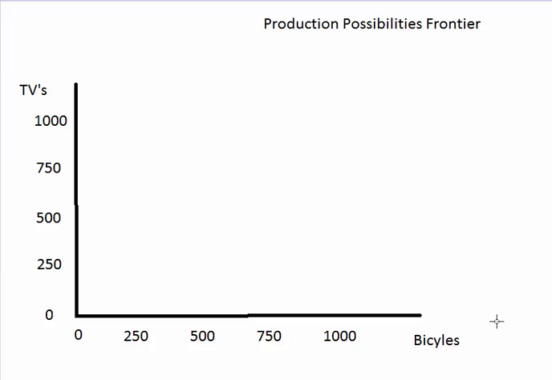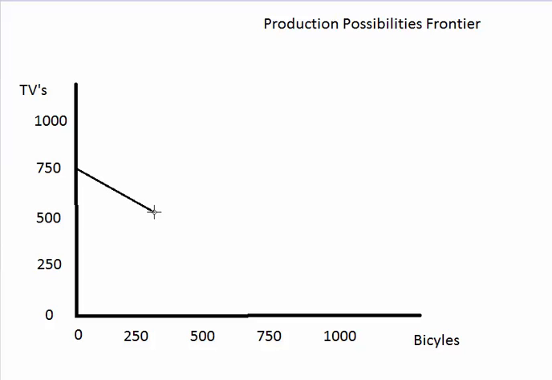Hello. So in this video, I'm going to draw and explain a little bit about a production possibilities frontier. As you can see, I've already set up my axes here, and this is going to be a nation that produces two products, TVs and bicycles. So we're going to draw our line here first.